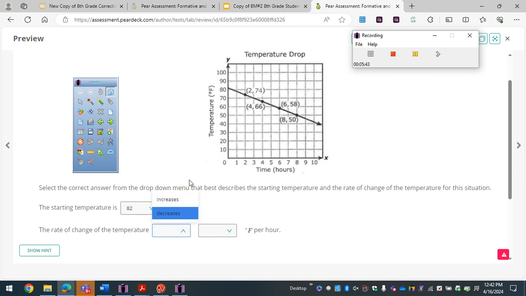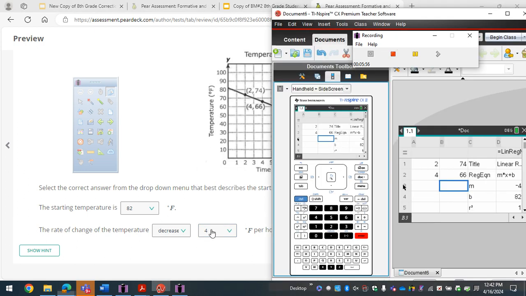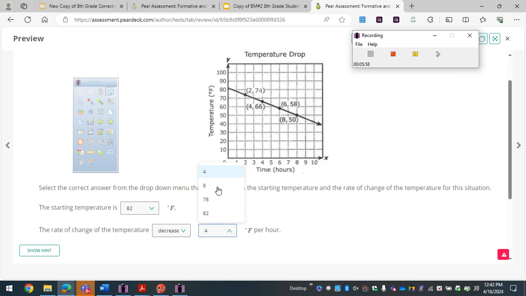Here it's decreasing because as you read anything from left to right, the temperature drops. As you go from left to right, it is going down. And how much per hour? Is it down? It's -4, I forgot. Yeah, 4. So decreasing means it's a negative. And here it's going down by 4.